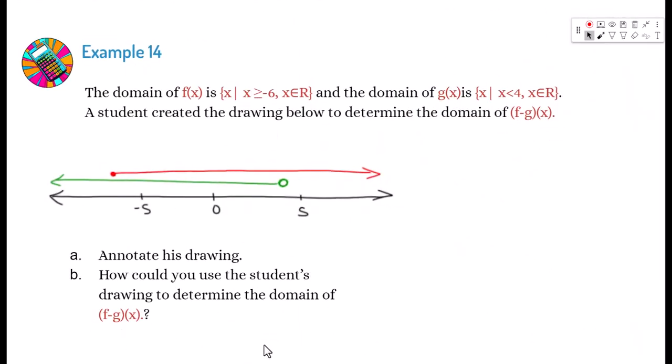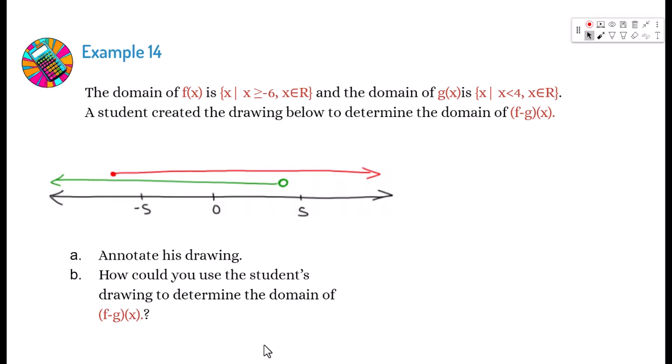Okay, example 4. We're going to look at a little bit of strategy here to give us a visual on how we can combine these domains of functions, so that we could see it quite easily. So in the domain of f of x, where x is greater than or equal to -6, and the domain of g of x, where x is less than 4, and x is an element of the real numbers, a student created a drawing below to determine the domain of f minus g of x.